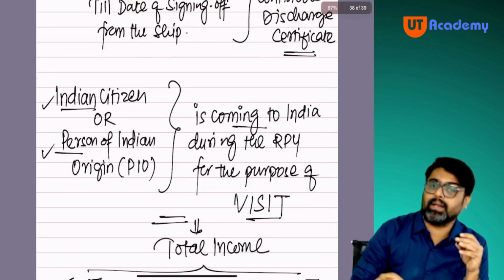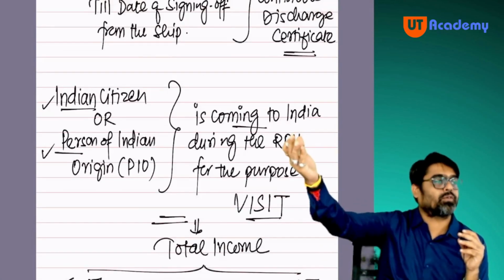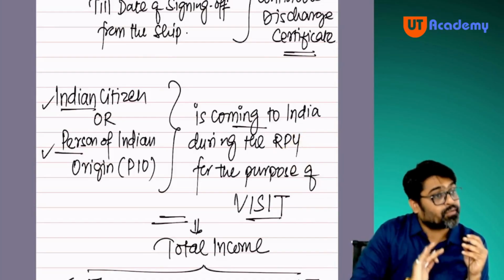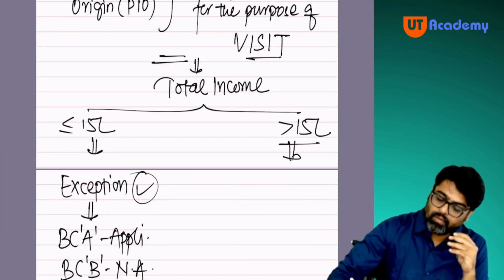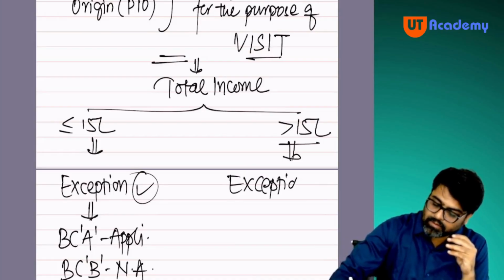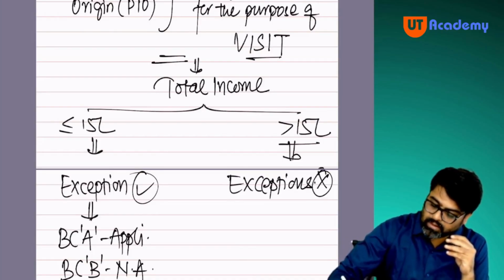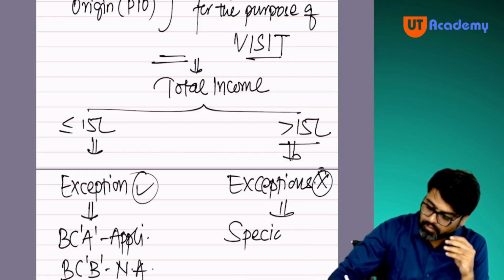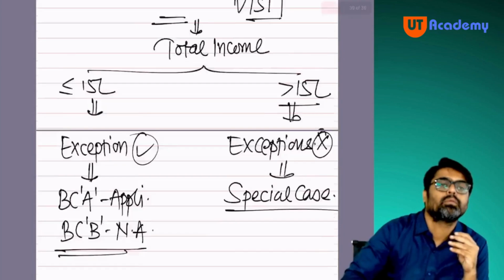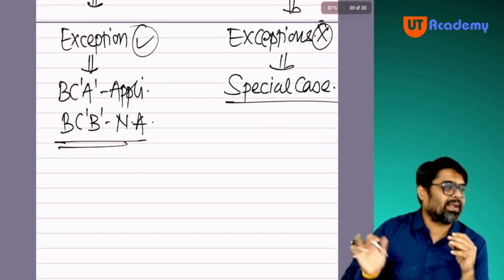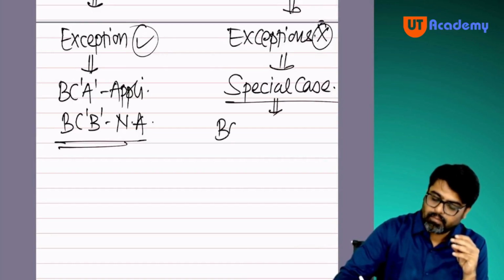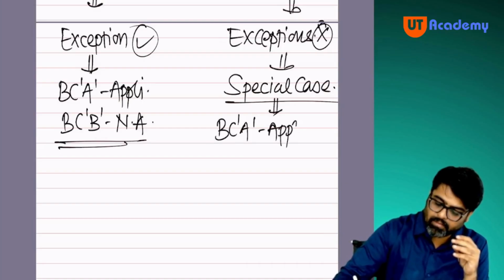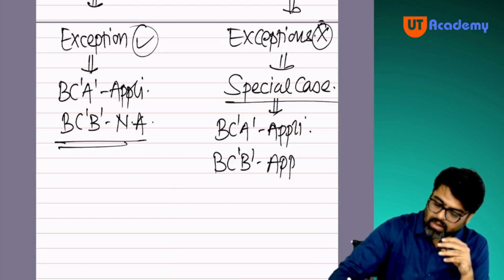But what if that same Indian citizen, same person of Indian origin who was already outside India, is coming to India for the purpose of visit only, but total income is more than 15 lakhs? Now tell me, will he be covered by the exception? He will not be covered by the exception. He will be a special case. If he is not covered by the exception, then basic condition A, applicable or not applicable? Basic condition B, applicable or not applicable?